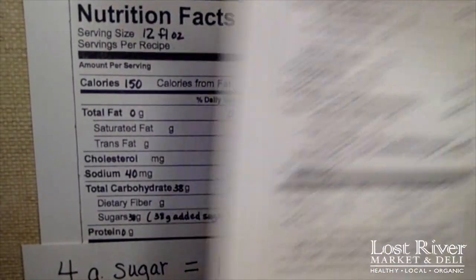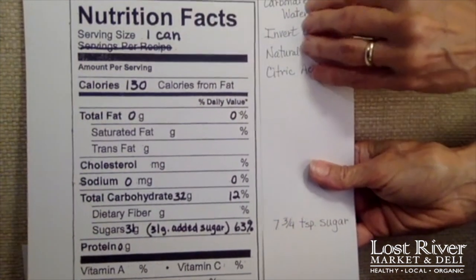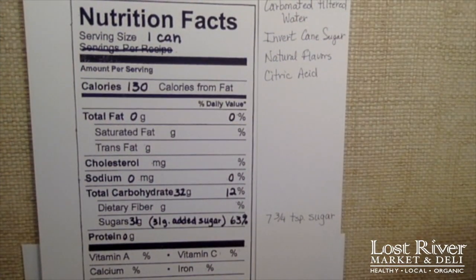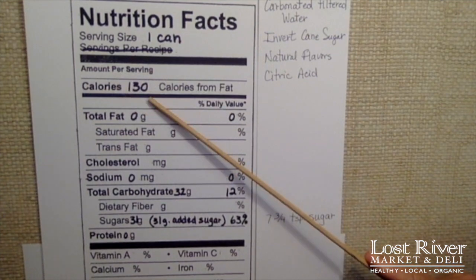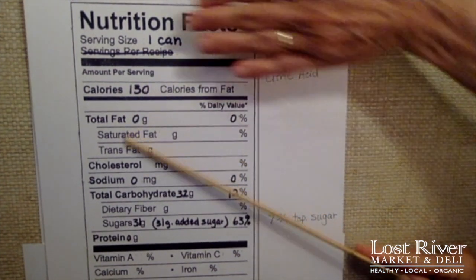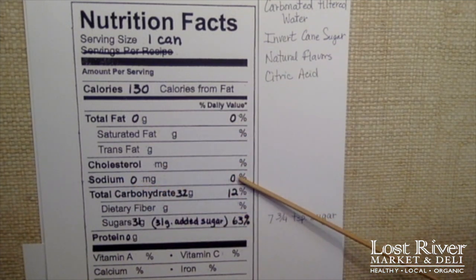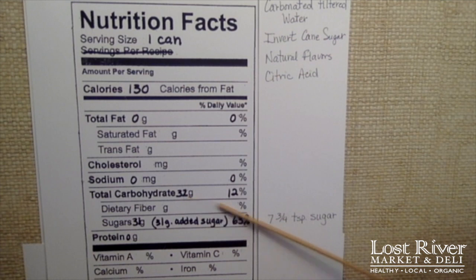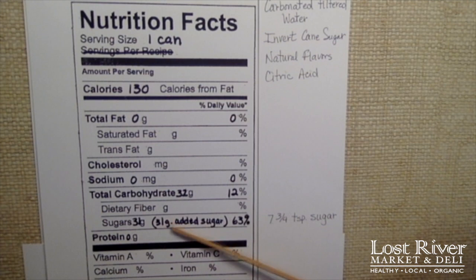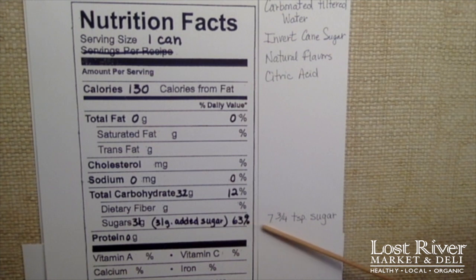Okay, here's the next drink that I took a picture of. In this can, there's 130 calories, so a little less, and 0 fat, 0 sodium, 32 grams of carbohydrates, which is 12%. And of the 32, 31 are sugar, and there's 31 grams of added sugar, which is 63%. Again, I don't know where that comes from. This equals 7 3/4 teaspoons of sugar, which is better.